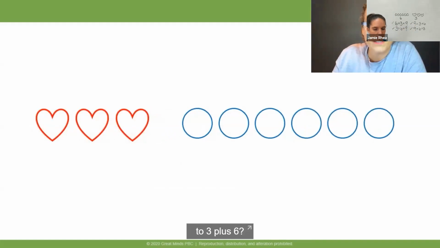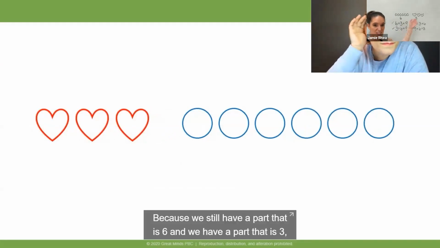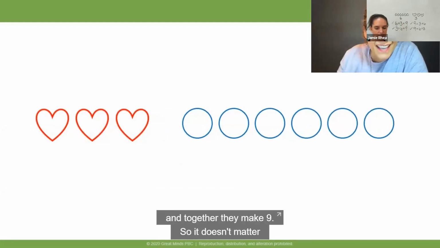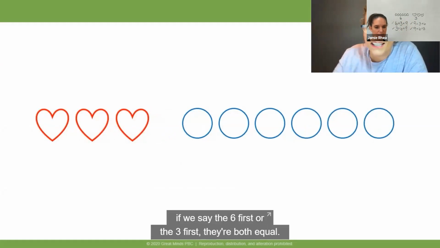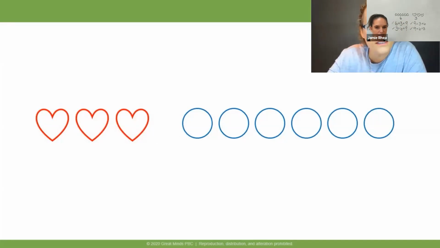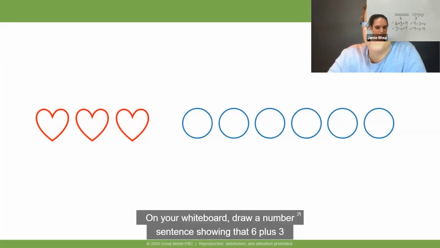How do you know that 6 plus 3 is equal to 3 plus 6? Did any of it change? No. Because we still have a part that is 6 and we have a part that is 3. And together they make 9. So it doesn't matter if we say the 6 first or the 3 first, they're both equal.